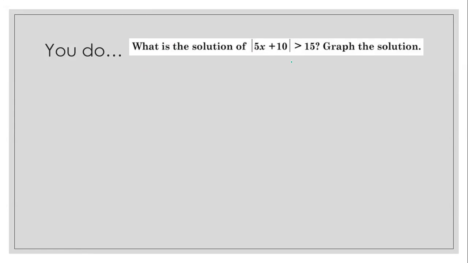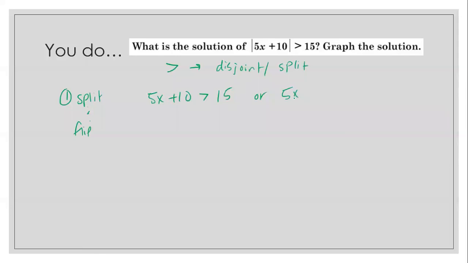Again, notice how I have a greater than symbol. So that lets me know that I'm going to have a disjoint split situation, right? So step 1, I'm going to split and flip. So I end up with 5x plus 10 is greater than 15, or 5x plus 10 is less than negative 15. So I split and I flip.